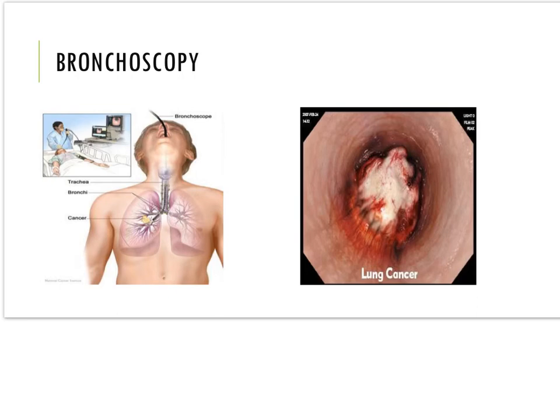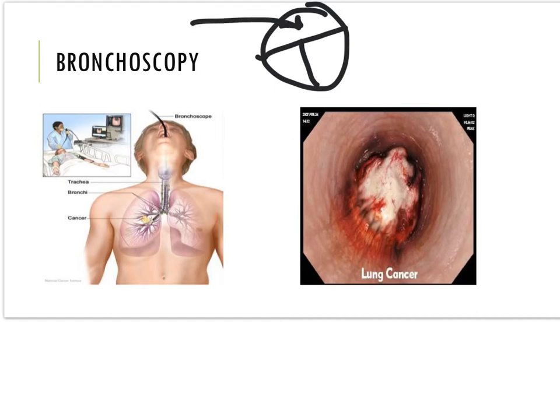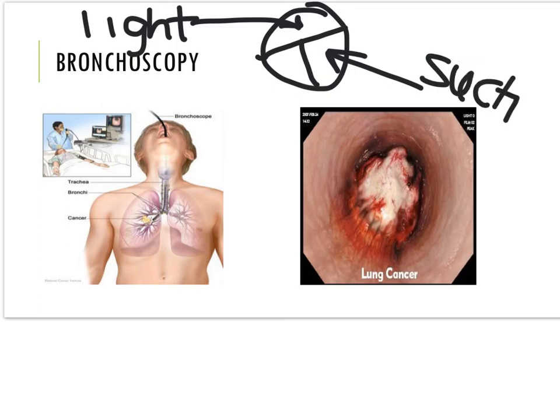What happens is the scope, or all scopes, have actually 3 channels, and these 3 channels, I'll try and draw, but you guys should know early on that's not my strong point. This channel, for instance, would have the light. This channel, for instance, would allow suction and irrigation, so when you saw like mucus, you could suck it up. And this channel would allow for the passing of instruments.